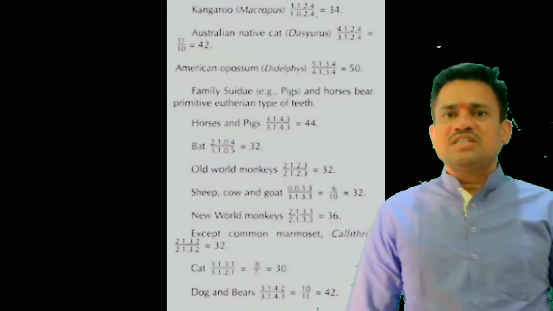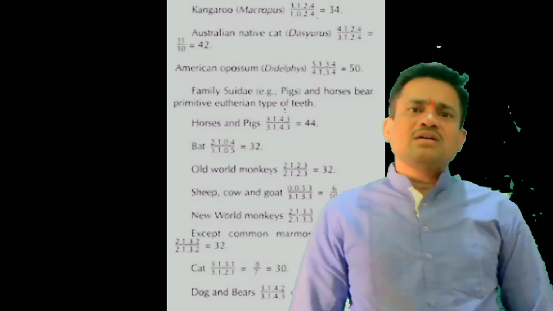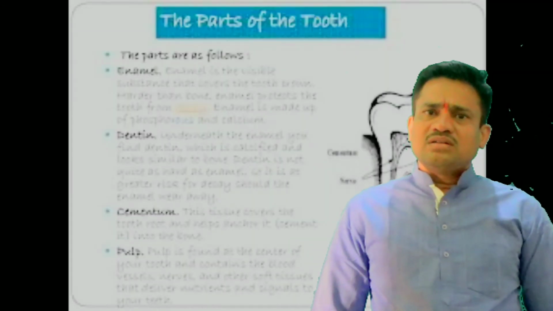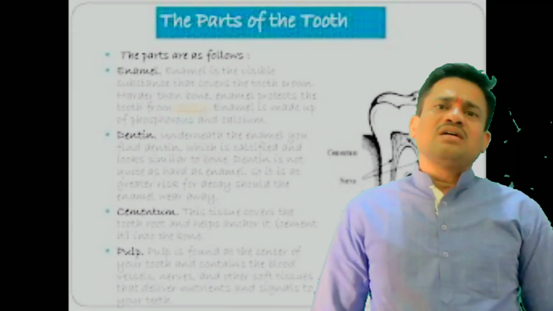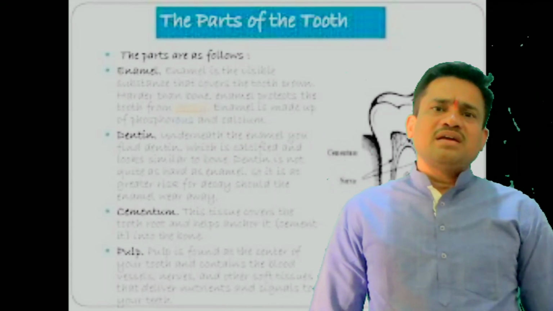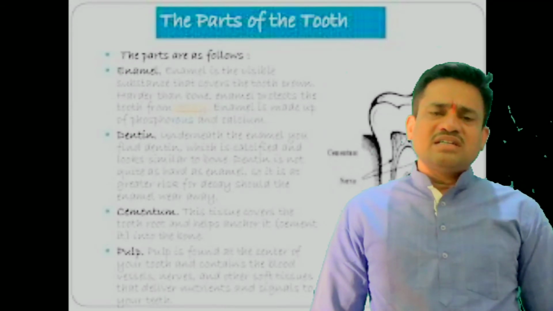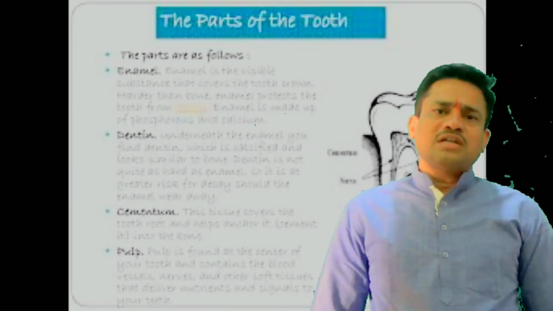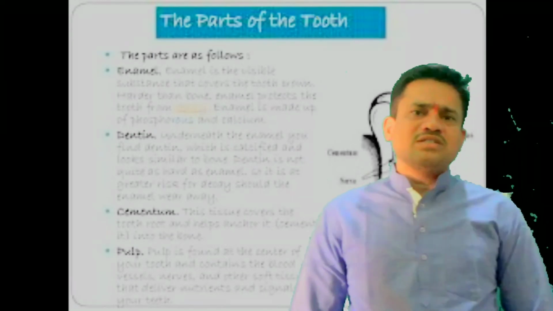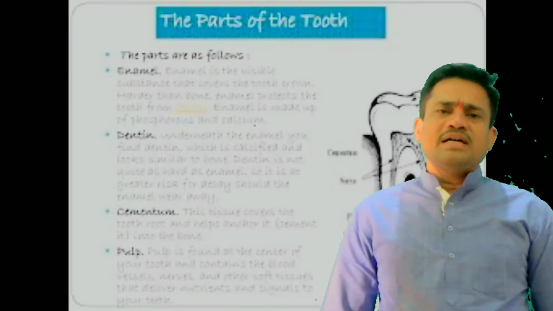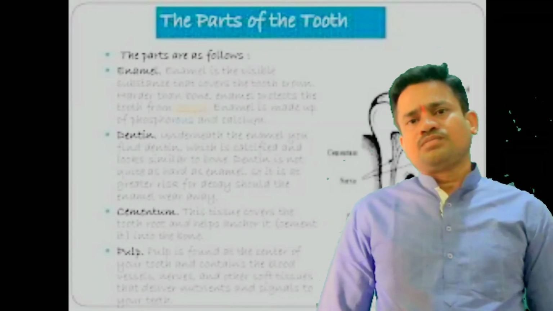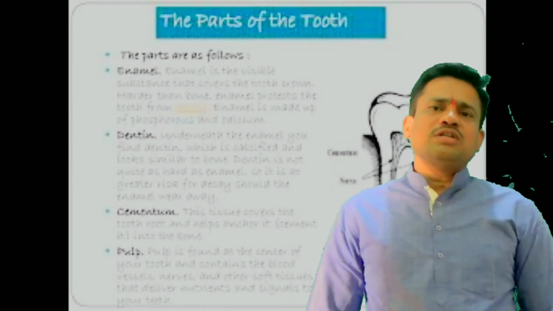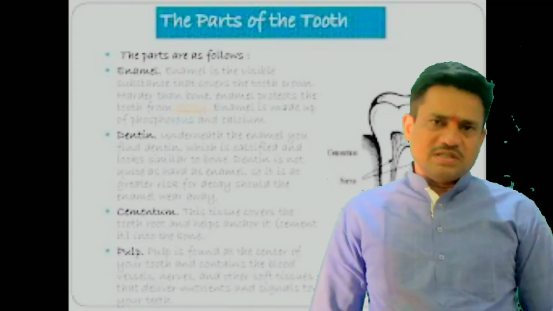These 32 teeth are expressed by a formula, that is the dental formula. Dental formula means the total teeth are expressed by a sort of formula. For example, in human beings with 32 teeth, the dental formula is 2123 by 2123. With 2123 by 2123, totally 32 teeth are present.